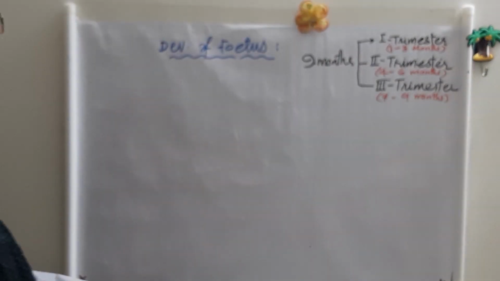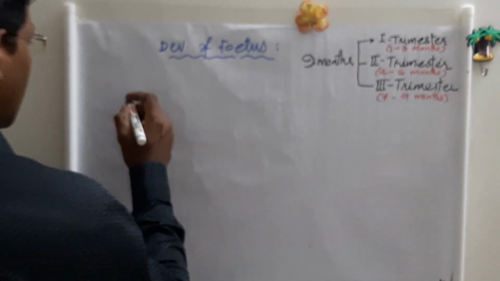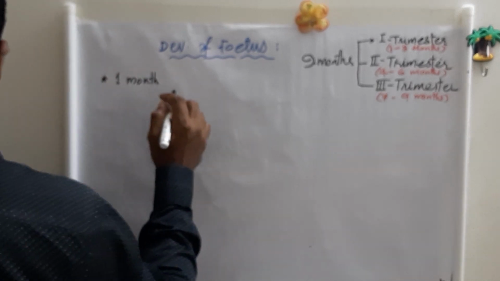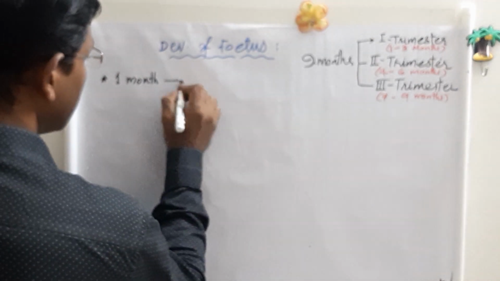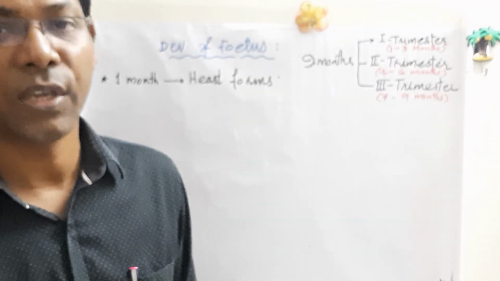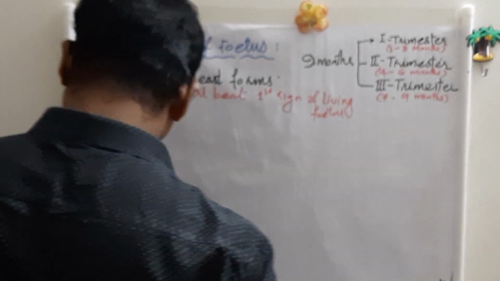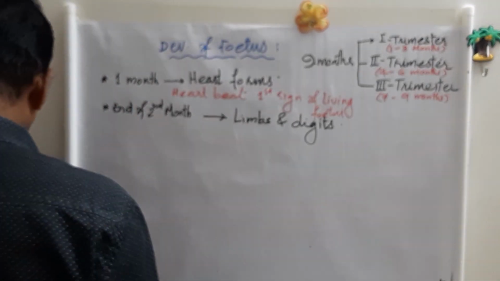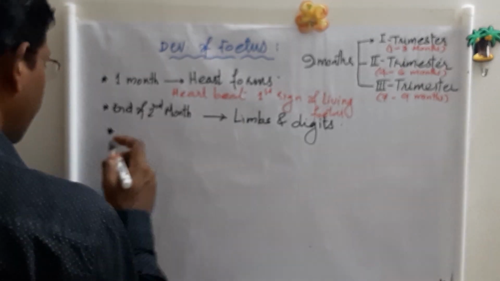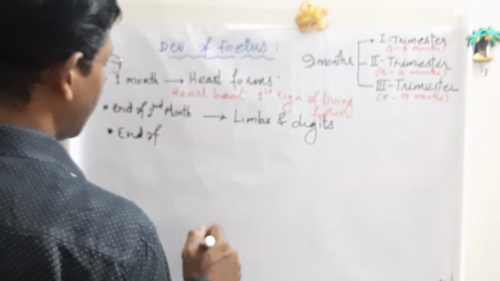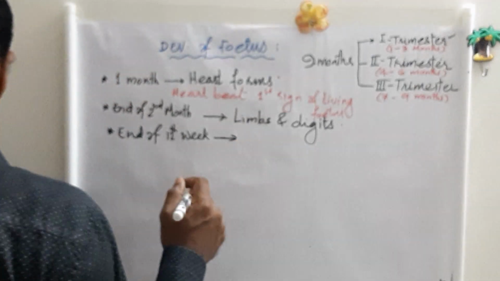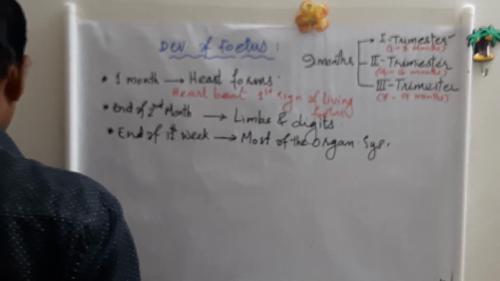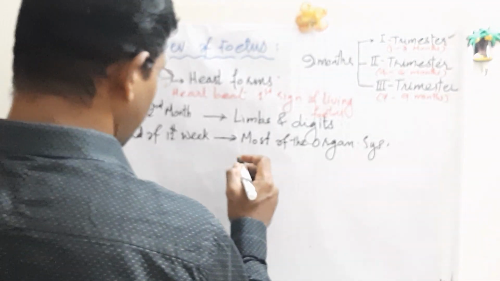Now let's see the development of fetus. At the first month, heart forms. The first sign of the living fetus is the heartbeat. At the end of the second month, limbs and digits are formed. And at the end of 12th week, means the first trimester, most of the organ systems are formed, and external genital organs are also well developed.